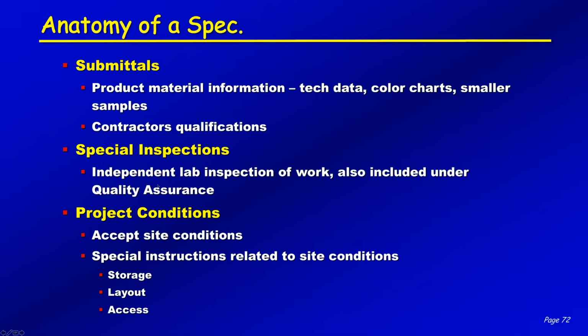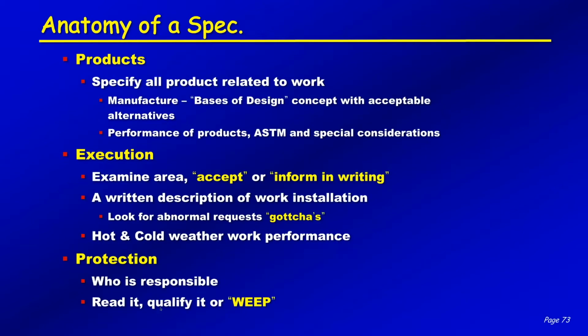Special instructions is pretty much what it is. Project conditions: you're accepting the site conditions, what kind of storage you need, what kind of layout, what kind of access you're going to have on a project. So it's a lot different if you're out in the suburbs than if you're downtown in a major metropolitan area. Products: what are all the specified products? Some are basis of design. Some of these things could be, hey, this is the product you've got to use, and that's just the way it's going to be.